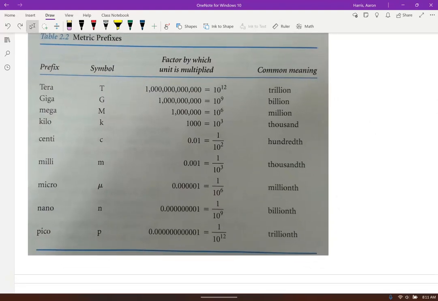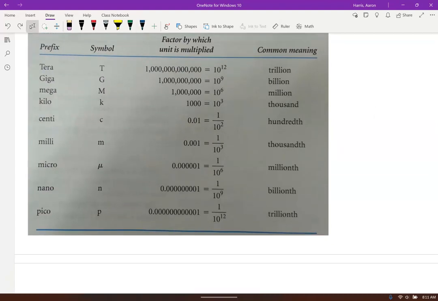And I should say our base, our grams for weight, our meters for length, are just regular. Okay, so this is, in other words, for a kilometer, right? It takes 1,000 meters to make up a kilometer. Centi is 1/100th, so for a centimeter, it takes 100 centimeters to make up a meter.